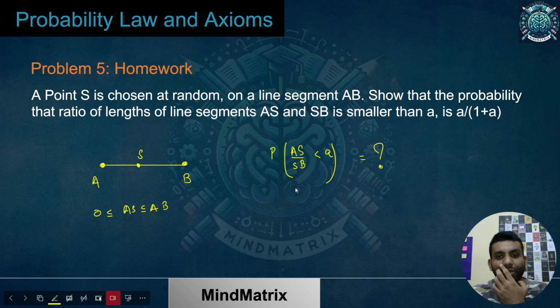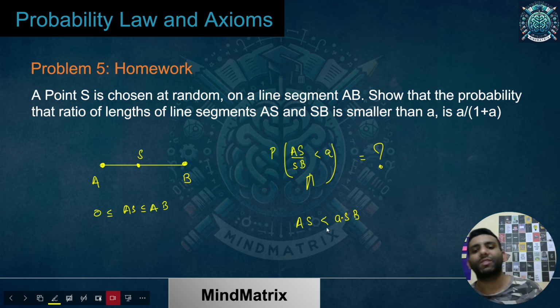And if I talk about this condition, let's see what exactly it is telling me. It is telling me that AS is less than A times SB. It is telling me that AS must be like this. So in that case, what will be happening? It's simple stuff over here. I'll just break it up so that you get to know what exactly is happening.